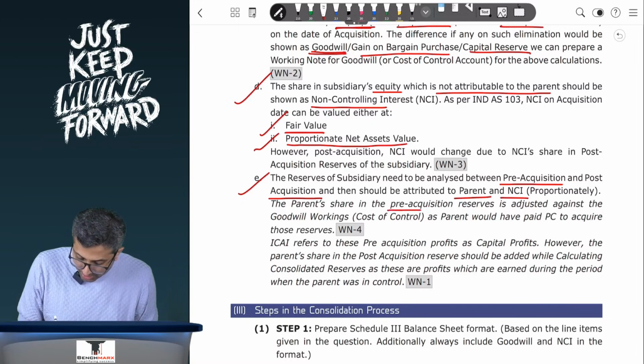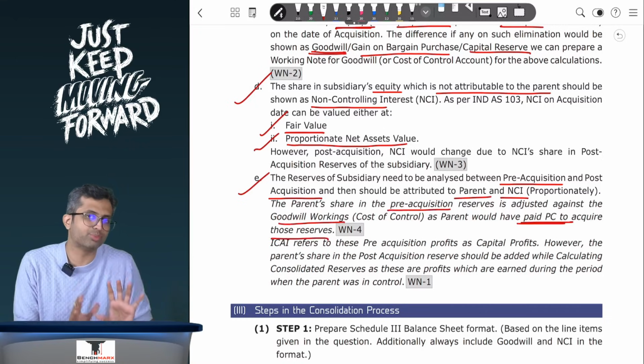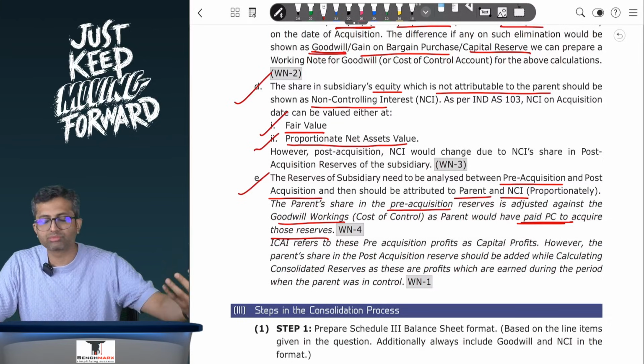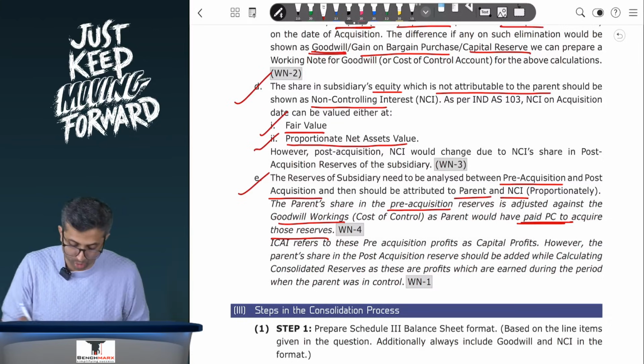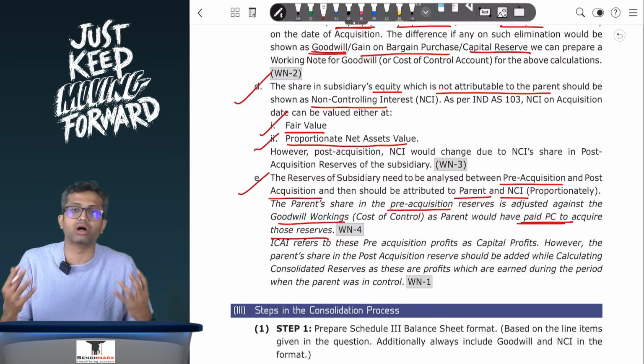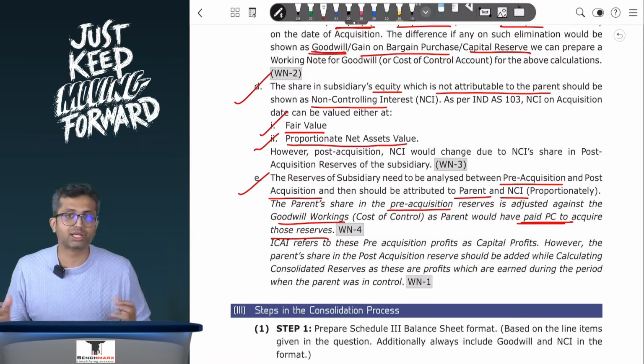The parent share in the pre-acquisition reserves is adjusted against the goodwill workings, as a parent would have paid PC to acquire those reserves. So pre-acquisition reserves, you purchase them, and hence that will go in the working along with purchase consideration for goodwill, whereas post-acquisition reserves are earned and they will be consolidated along with the company's regular reserves.